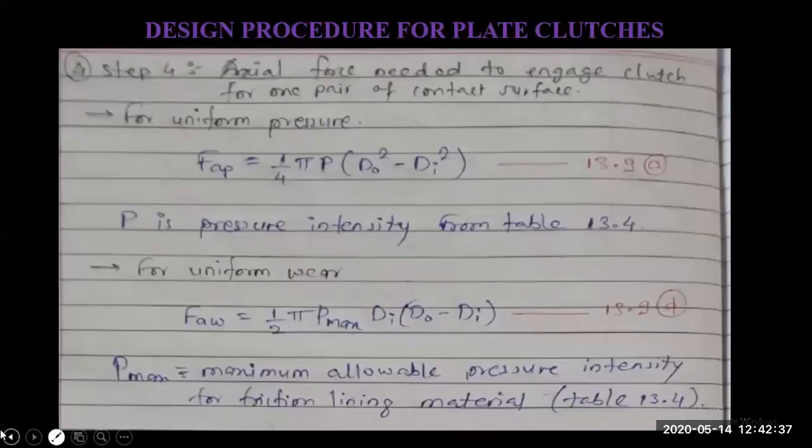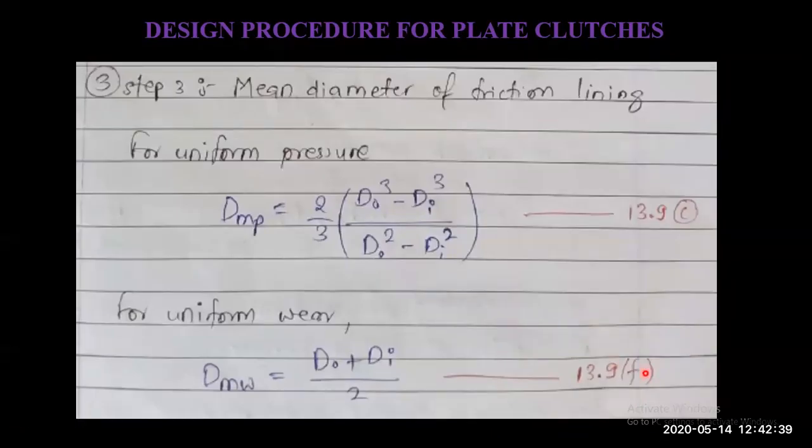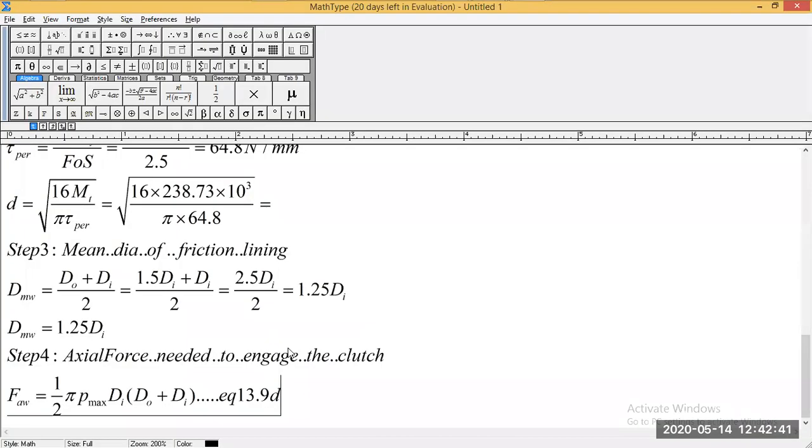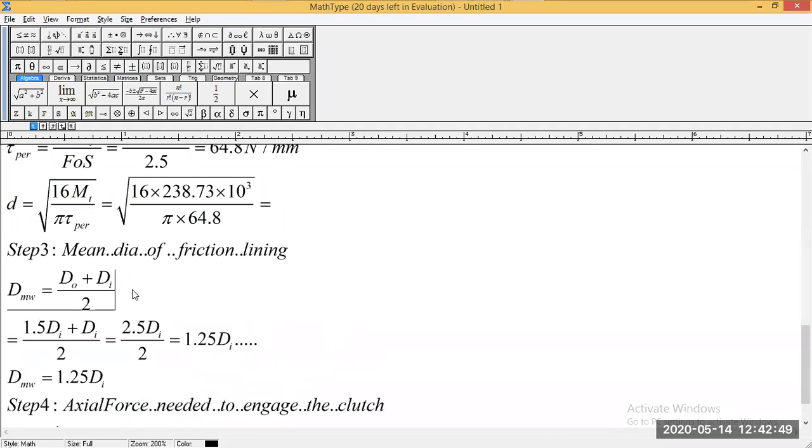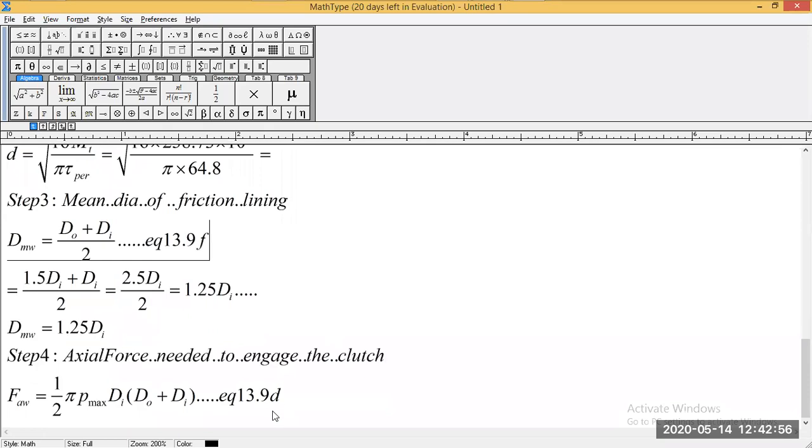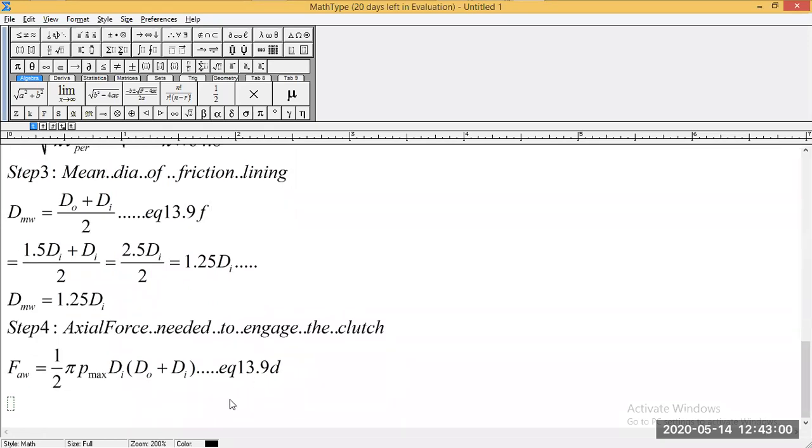I think even this one is in the previous one also. I'll write up 13.9. This is equation 13.9. The data handbook is already posted on Edit. You can download it and keep it somewhere safe.